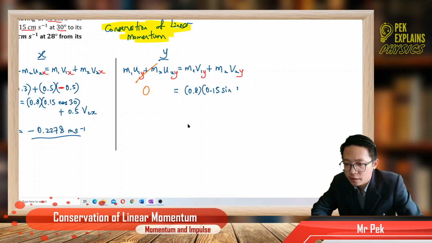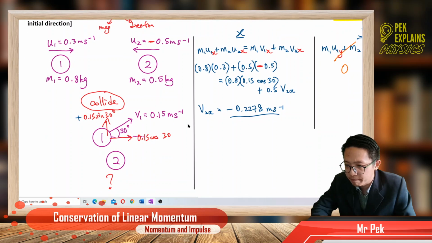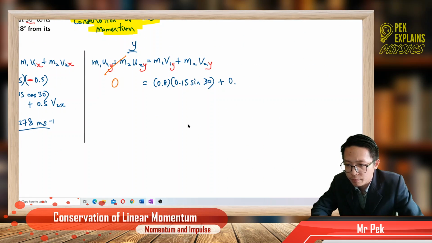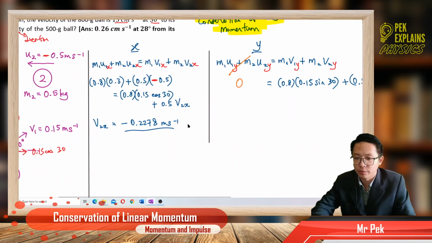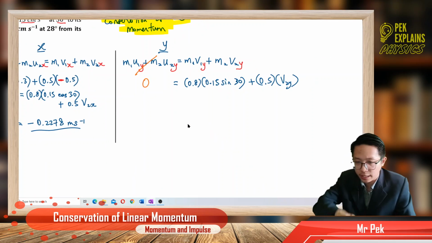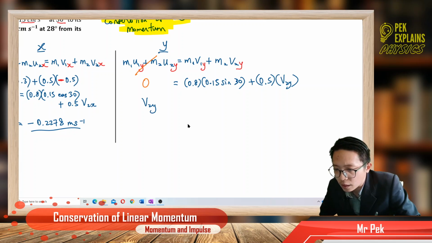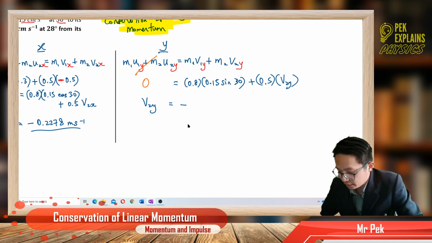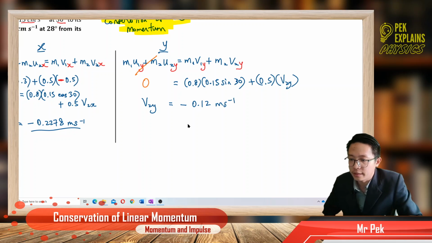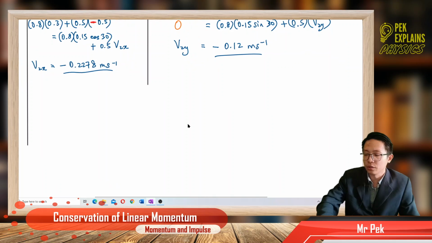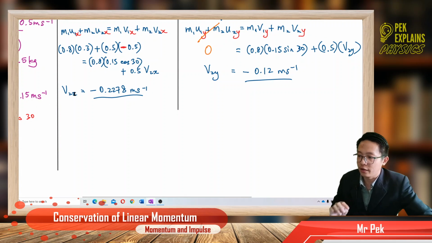And plus the mass 2, which is 0.5 kilogram. We want to find V2y. So we can find V2y, and we got the answer. V2y is equal to negative, going down, 0.12 meter per second. Okay, so good. Now we have the final velocity for ball 2, the x component and y component.